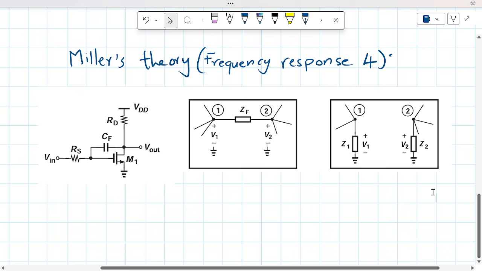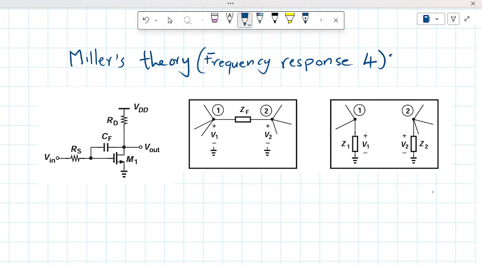Hello. In our last video, we looked at how we could use Bode's rule to easily plot frequency response, and also we looked at how we could identify poles at nodes. Then we talked about a situation where it would be difficult to get a capacitance from the node to the ground in such a circuit.